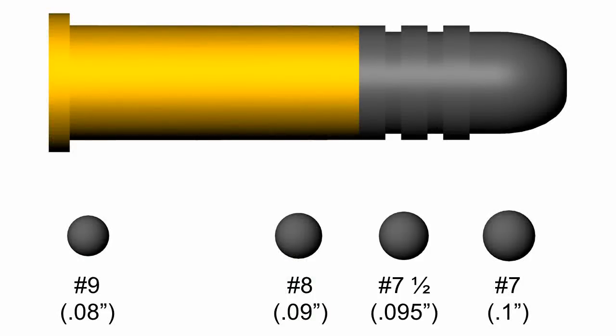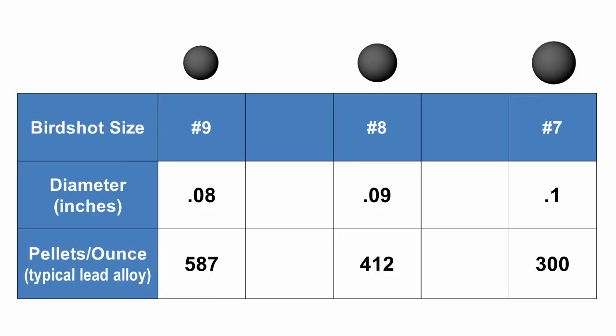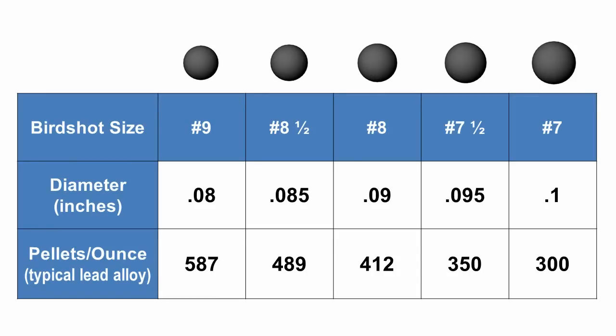Also in this range are number 7.5 and number 8.5 birdshot. These are the only common half sizes in the American system, though others can be defined. When dealing with pellets this small, half sizes offer relatively significant changes in pellet count, and with the way these sizes are made and used, it makes sense to have these intermediaries.